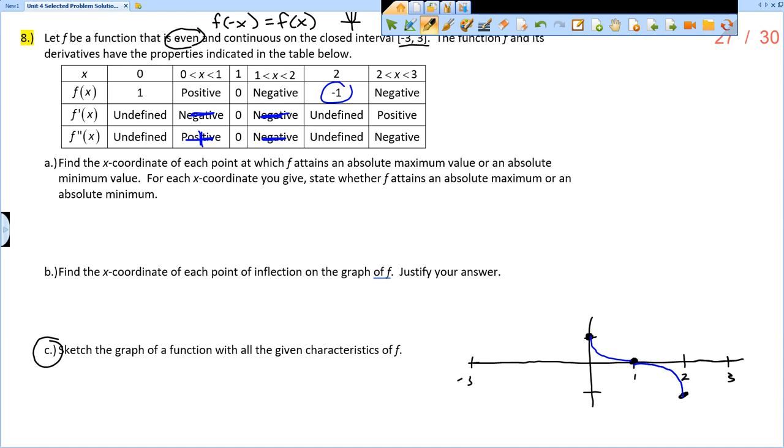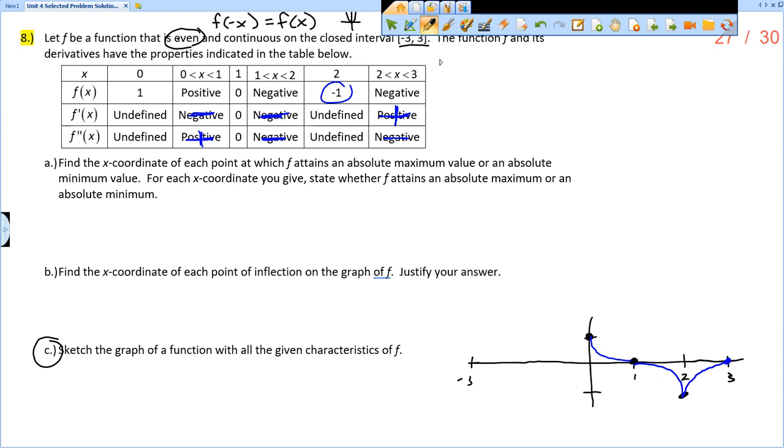Then from 2 to 3, you are told that f is negative, so it's still below the x-axis, and then f prime is positive, so the function is increasing. And f double prime is negative, which means it's still concave down. So increasing and concave down, and so then we're going up. Now, we're not told the value of the function at 3, so let's just say that it does meet at the point (3, 0). We don't know its value, but we know that there is an endpoint there because it's continuous on that closed interval. So that is the graph from 0 to 3.